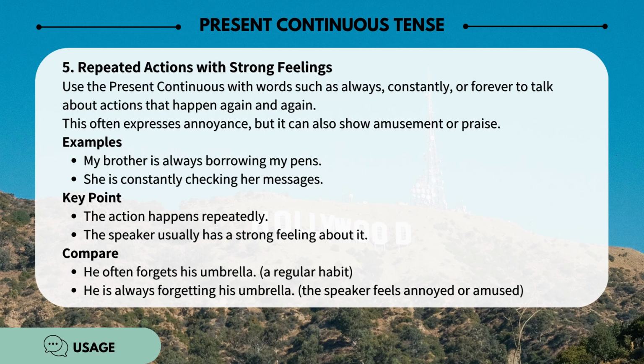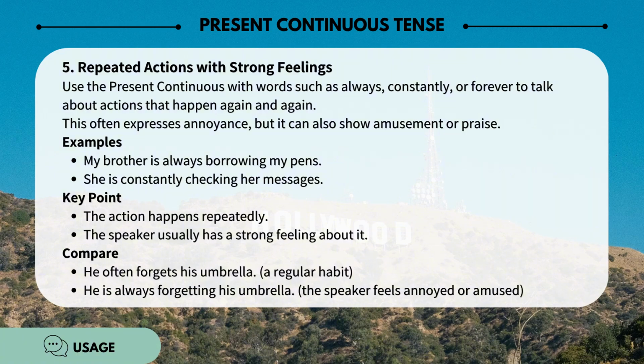5. Repeated actions with strong feelings. Now let's look at an interesting use. Sometimes we use the present continuous with words like always, constantly, or forever. Here, we're not simply describing a habit. We're expressing a feeling about that habit.